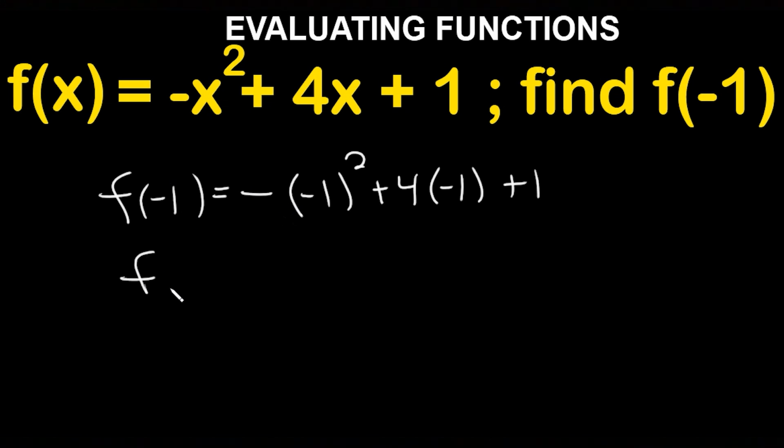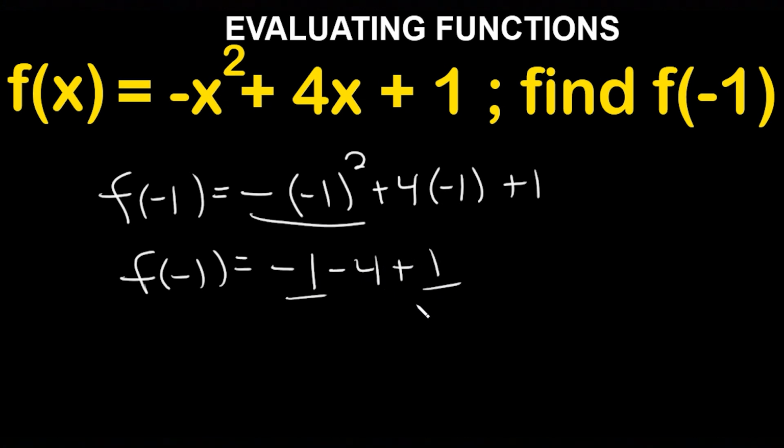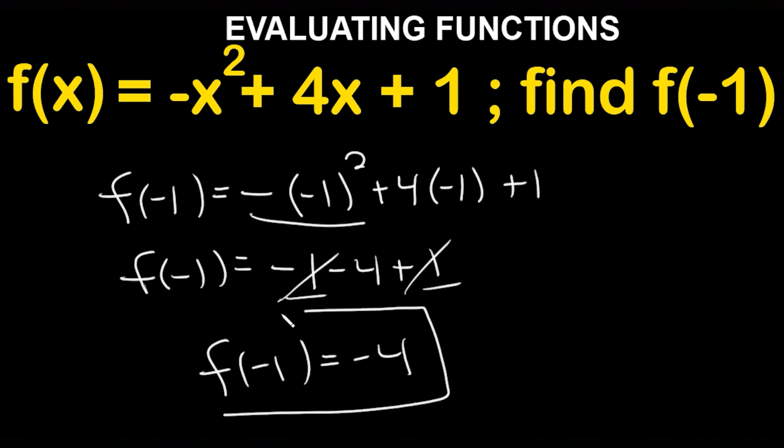I have f of -1 equal to, and again, we said that this whole part right here is going to end up being a -1. So I get -1, and then 4 times a -1, I get -4, and then plus 1. So look here, it's all addition and subtraction, but I have a -1 here and a +1 here. They're going to cancel each other out. I'm just left with -4 here. So my final answer is going to be f of -1 equal to a -4. Done. Okay, there it is in function notation. And we just went ahead and evaluated that function.